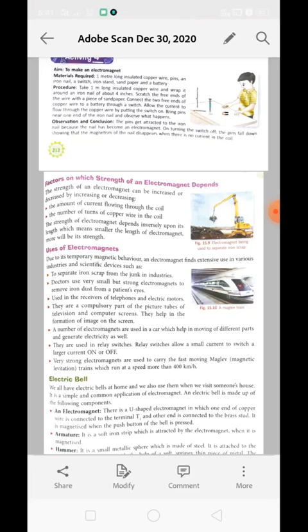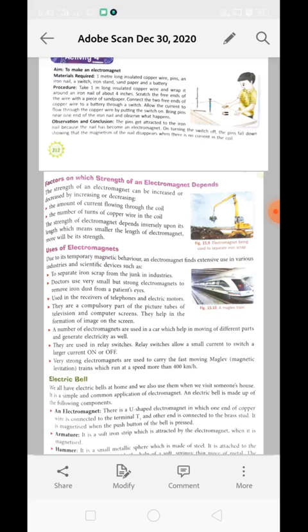Next, they are a compulsory part of the picture tube of television and computer screen. They help in the formation of the image on the screen. Next, a number of electromagnets are used in a car which help in moving different parts and generate electricity as well.